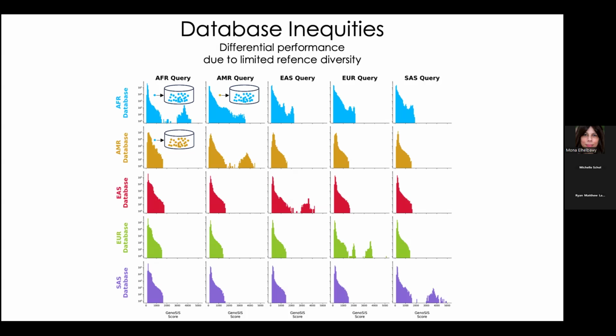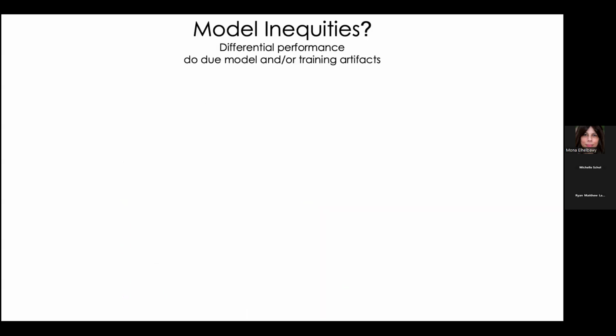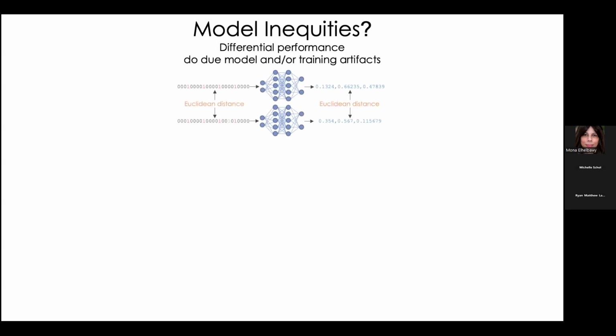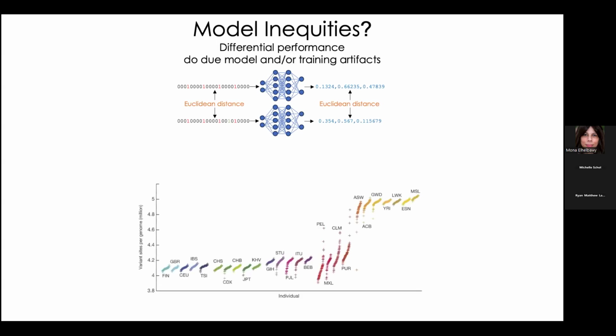So that's database inequities. The other is a model inequity. Did we do something fundamental, either in our model construction or in our training, that would create an inequity? I'll remind you what we did here: we took an individual's variants as the input to our training, and we came up with an embedding at the end of that. And I want to point out one observation: I said Africans are much more diverse than any other population. Well, that results in them having significantly more genetic variants than anybody else.